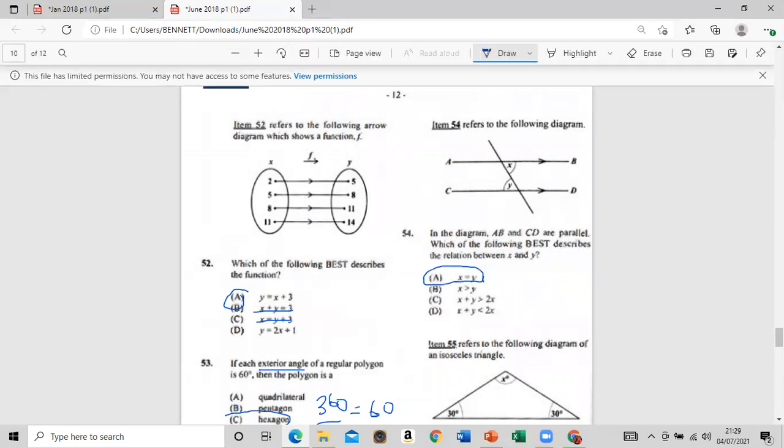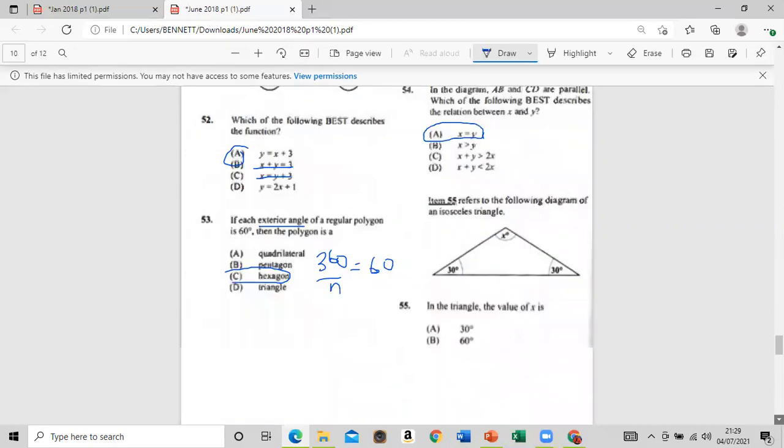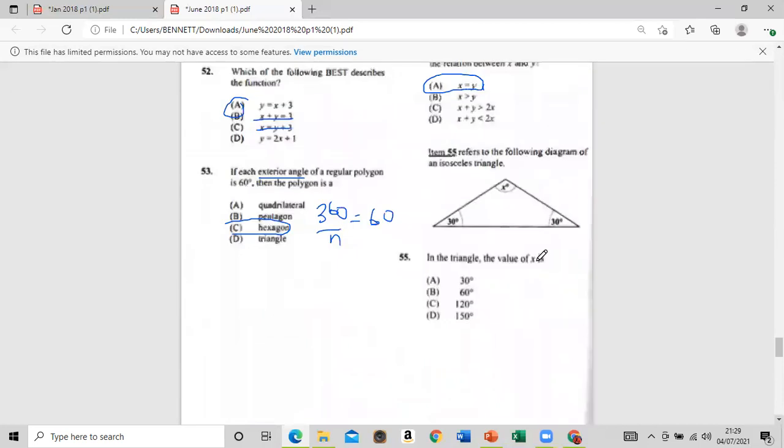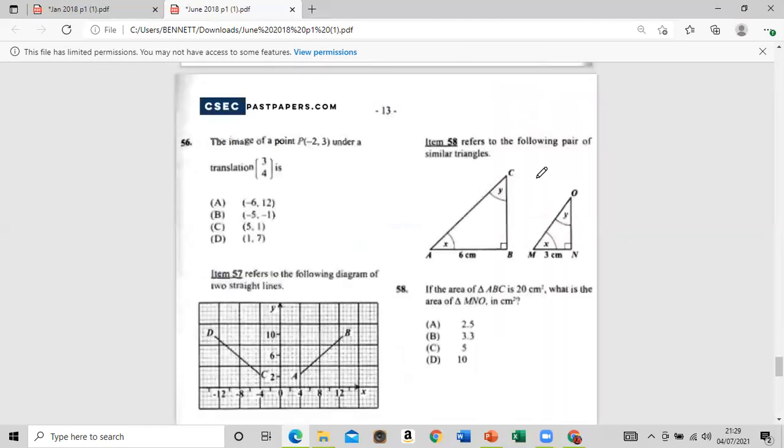Alright, so go down to the isosceles triangle above it. So this and this give 60. How much more is needed to make 120? 120. So that is 120.